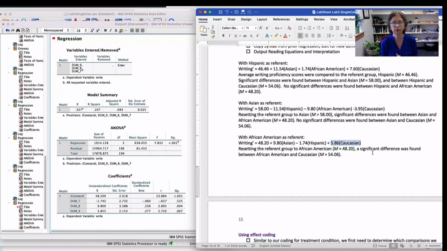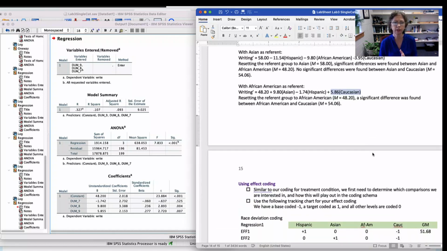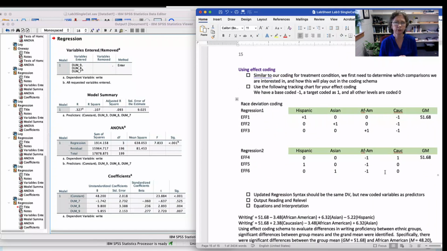Okay, so next, going to go through our race comparisons, but now we're comparing using effect coding, and we're comparing to the grand mean. So first, we want to determine which comparisons we're interested in and how this is going to play out in the coding schema itself. So here's a tracking chart to help track where I'm going with the effect coding.